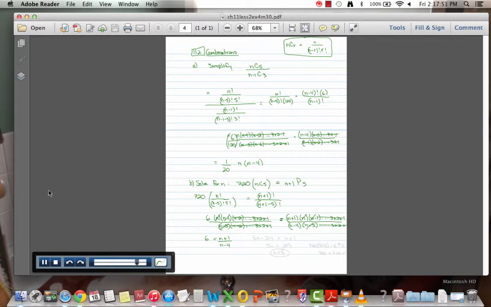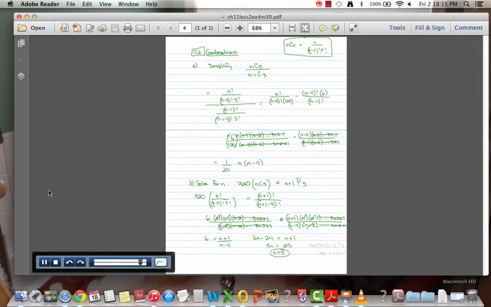So we've broken this thing down into just a rational equation, something that we would have solved in Chapter 9 and probably in even courses before this, if you were paying attention in Math 20. Multiply both sides by n minus 4, it gives me 6n minus 24 equals n plus 1. So bring all the n's to one side, bring all the numbers to the other side, and I get that n has to equal 5.